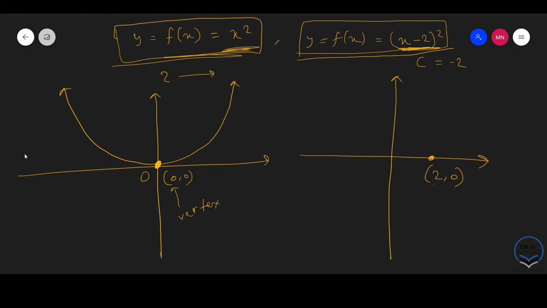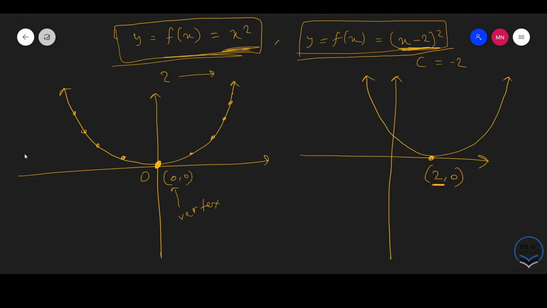So there was an increase by 2 units to our x coordinates, right? Since we're shifting the graph of x squared by 2 units to the right horizontally, each of the x coordinates of all of these points will have an increase of 2 units. So the x coordinates will be increased by 2 units. So in this case, our graph will look like this.